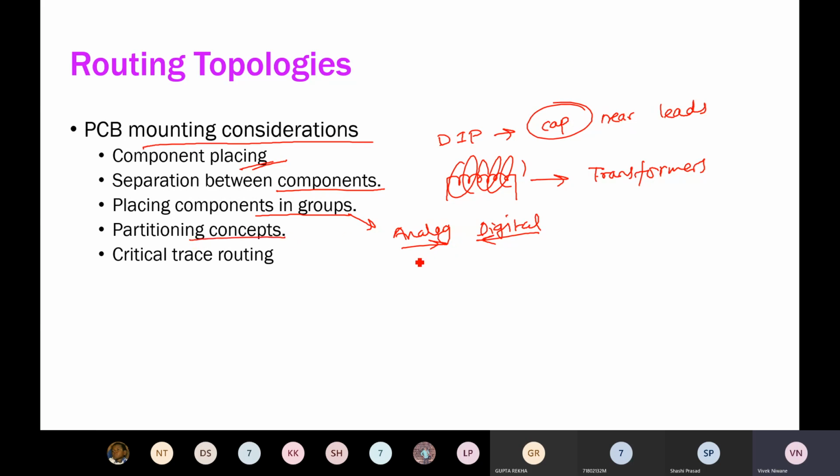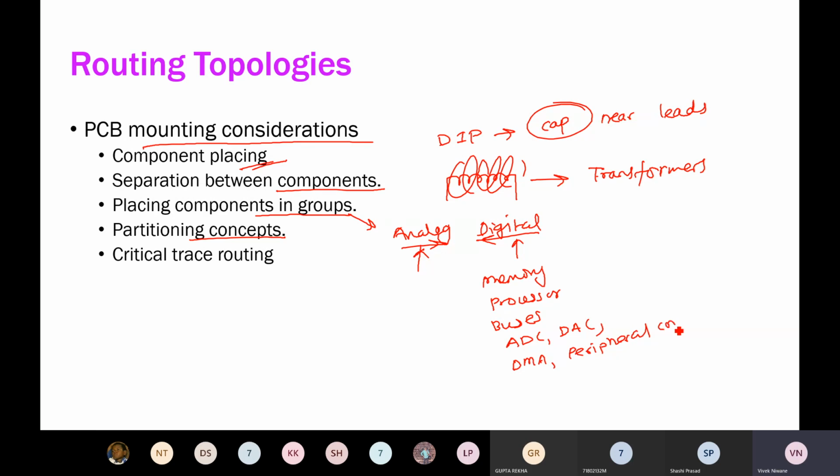Then partitioning concepts. These are the same analog and digital, but in digital we want to partition whether the components are related to memory, processors, or bus, maybe address bus or data buses. Whether components are related to data conversion, ADCs and DACs, or whether the components are related to DMA and peripheral controllers.